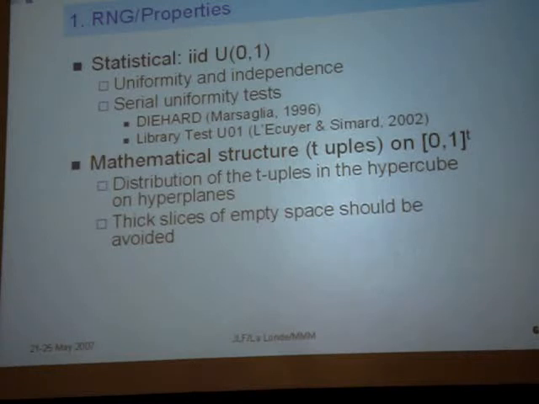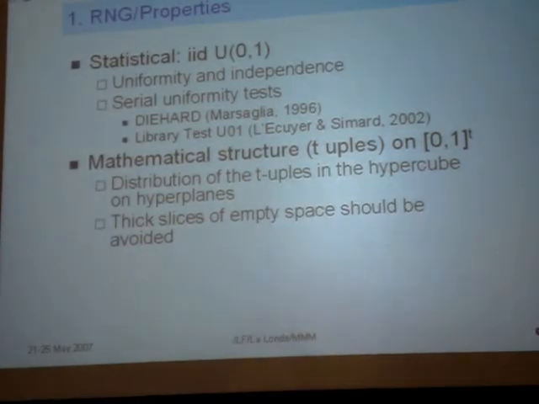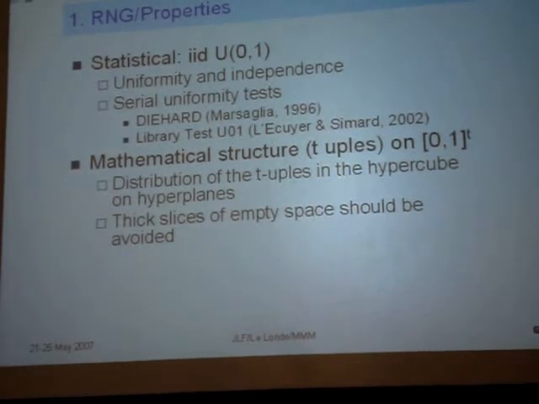We need also to have good mathematical structure. Let's consider, for instance, a sequence of T consecutive numbers. We call them T-records in the mathematical sense. And if you consider these T consecutive numbers as the coordinates of a point in T-space, for instance, if T equals 3 in a cube, what do you expect? You expect this cube to be fully filled by all these numbers. And in fact, it's not the case. With most of the generators we use, there will be some structure in this cube.